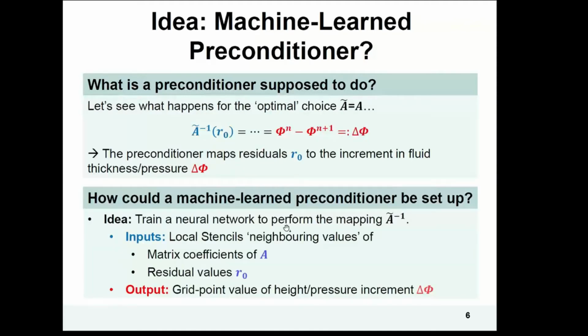And this leads to the idea that we could train a neural network or some other machine learning algorithm to actually perform this mapping that we're looking for. And the idea would be that as inputs, you use local stencils, so neighboring values of a grid point of the matrix coefficients of A and these residual values. And as output, you just look for the grid point value of height or pressure increment delta phi.